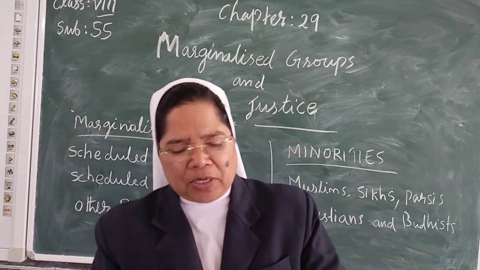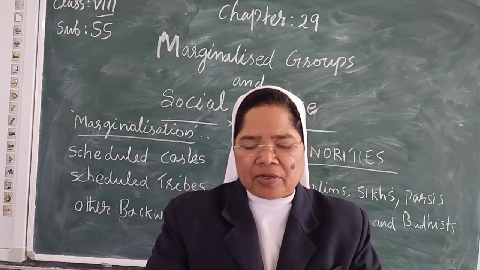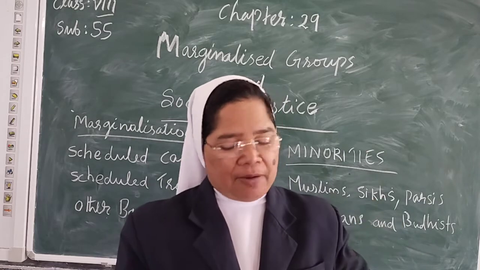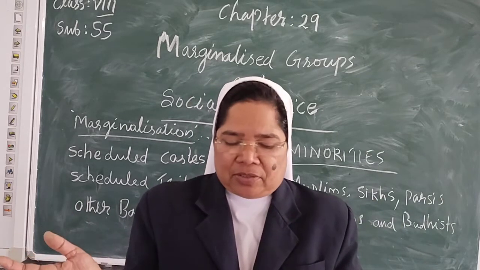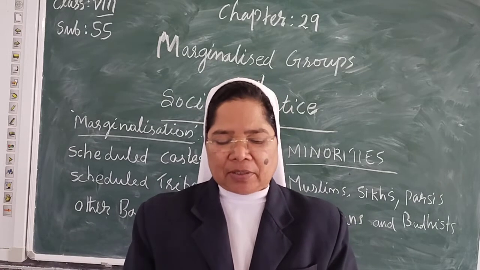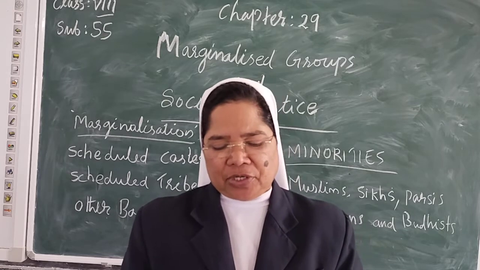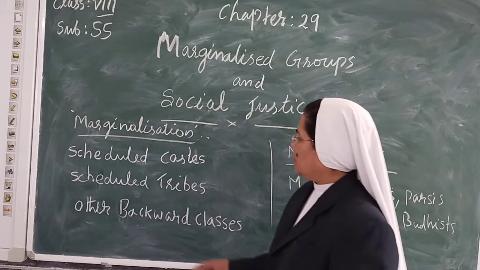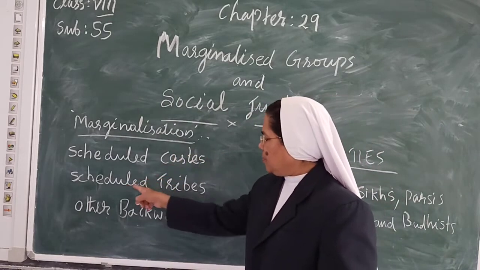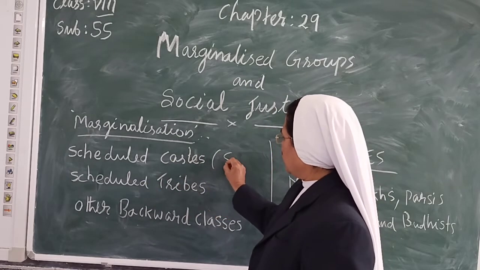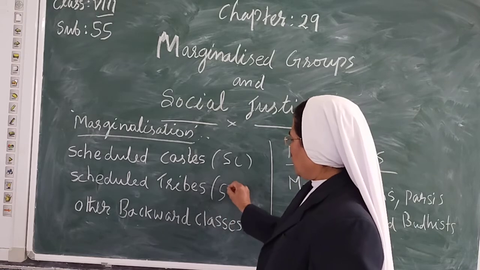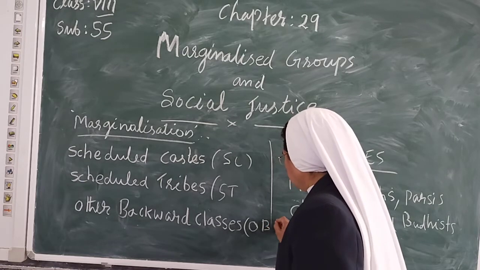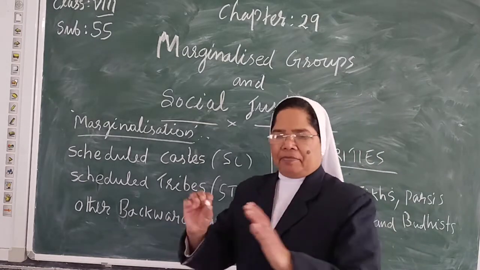Marginalized groups are those groups of the society which remained ignored in the past due to various social and economic causes. The chief among these groups are the scheduled castes, scheduled tribes, other backward classes and the minorities. First, the scheduled caste, SC, and scheduled tribe, ST, and here the backward classes, OBC. We are dividing them into groups like this.